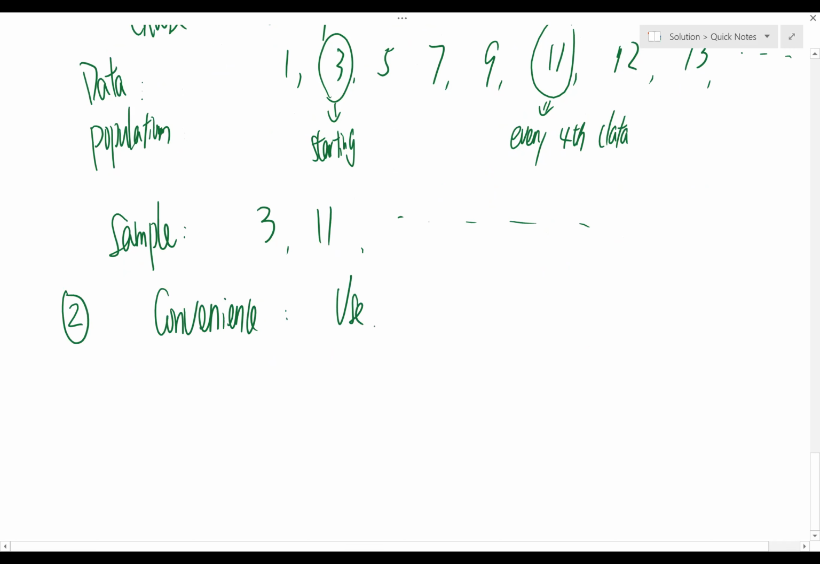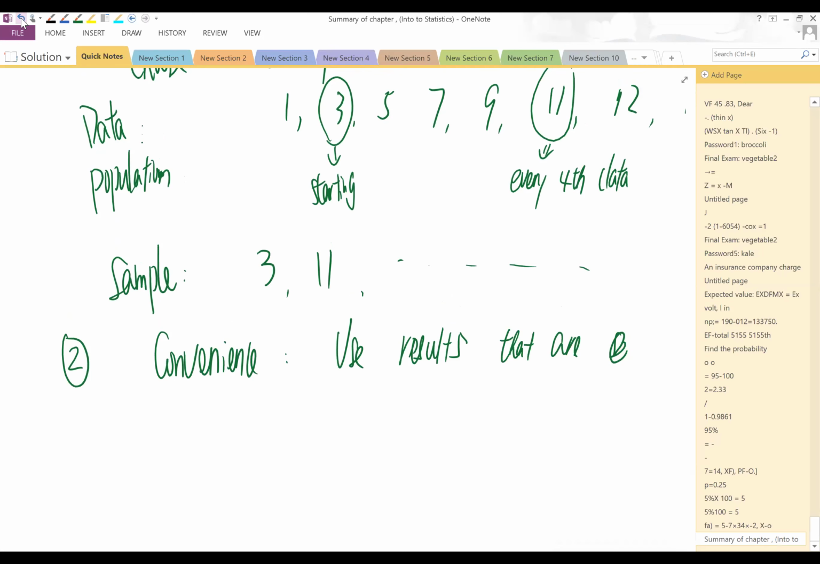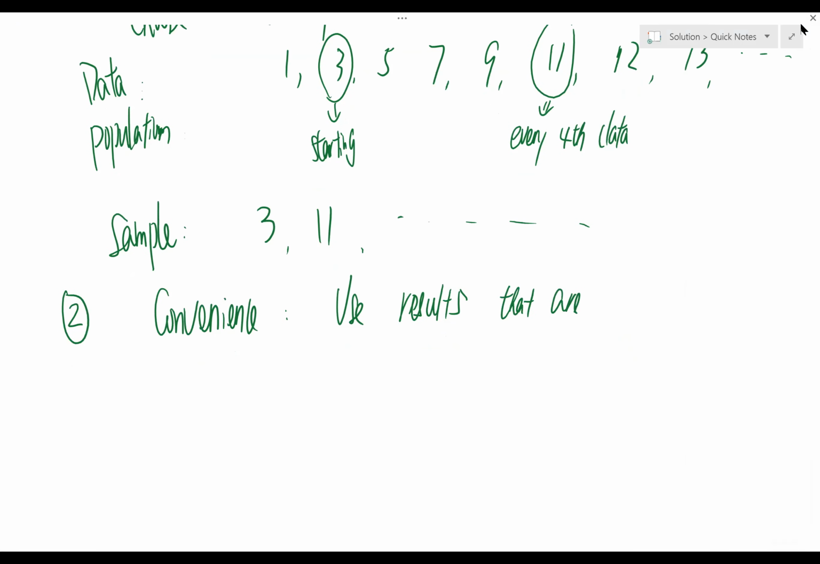Okay, so use a result which are easy to get, right? So basically, let's say you live in a building. In order to conduct a survey about New York City adults, you just collect the data from the members or from your neighbors. That's what we call the convenience sampling technique. They're easy to get. So basically you collect the data based on convenience.